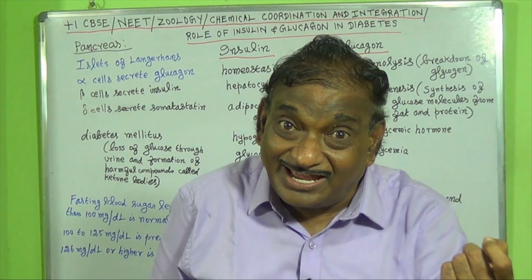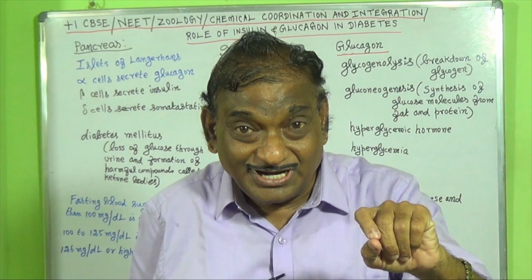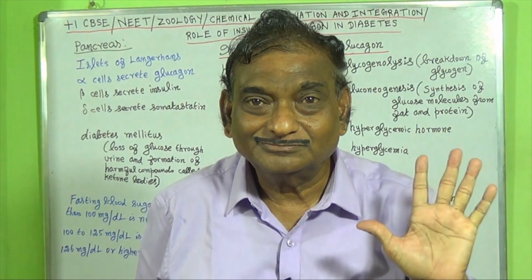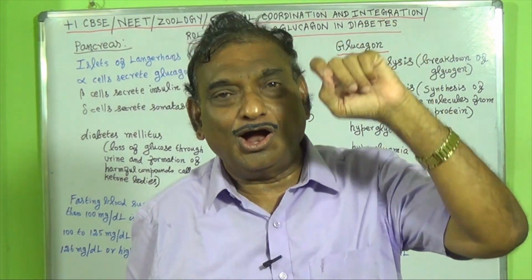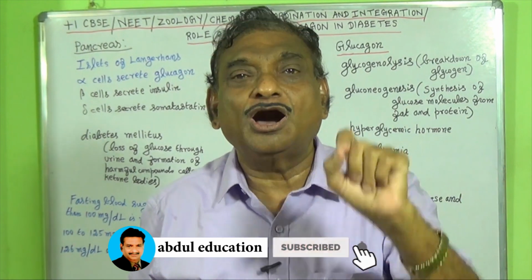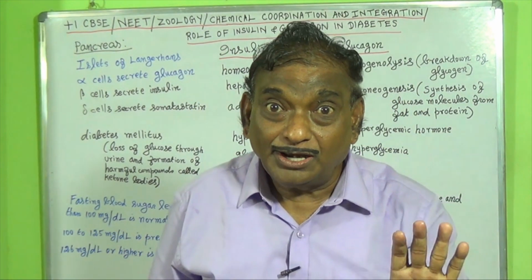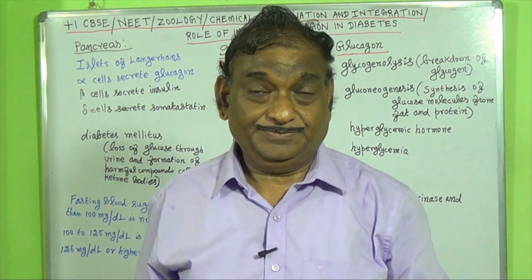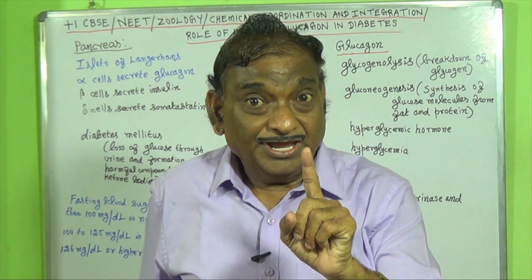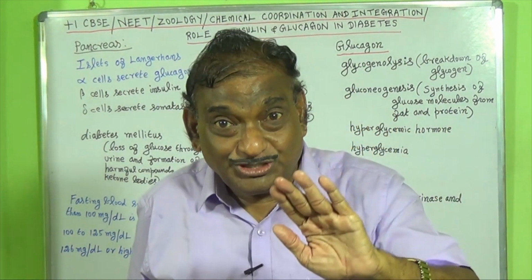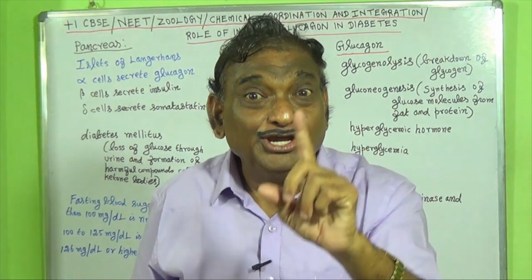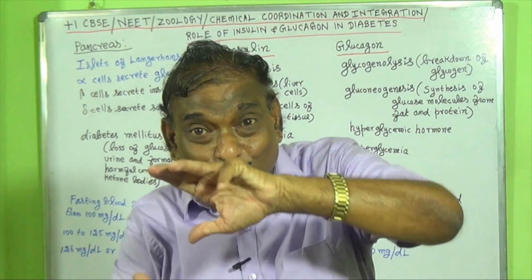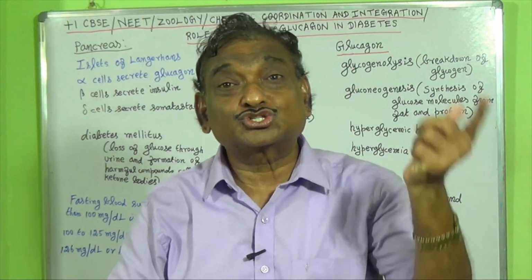As said earlier in the case of insulin, this glucagon is also a peptide hormone. This glucagon is also called hyperglycemic hormone. Glucagon maintains the normal glucose levels in three ways. The first is it converts the glycogen stored in the liver into glucose. Insulin converts the glucose into glycogen and stores it in the liver.